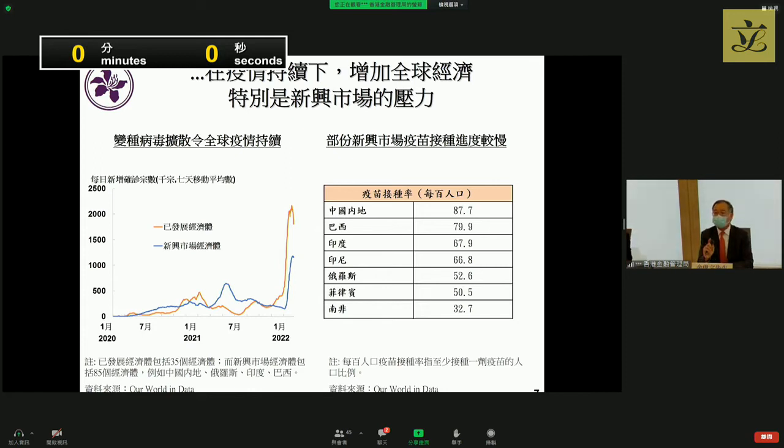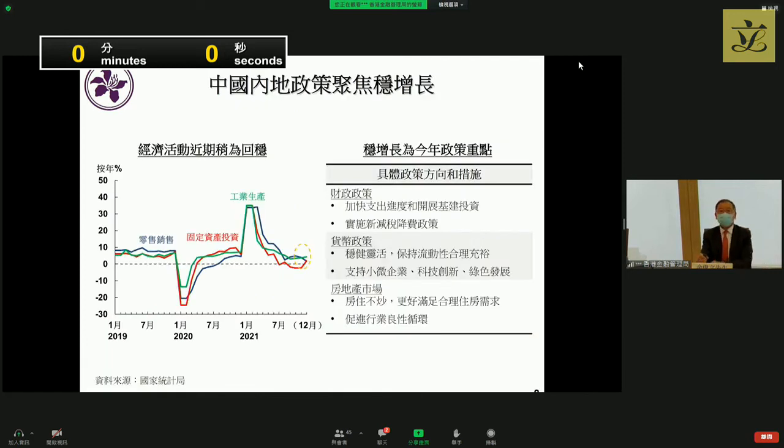Now, for the global economy, the pandemic is dealing a great blow to the global economy, of course. Now, if the pandemic continues in some emerging markets with low vaccination rate, inevitably, there'll be a stronger impact. Vaccination rate is, after all, a major factor for economic recovery. So I'd like to appeal to especially the elderly population in Hong Kong to get vaccinated so that we can boost the vaccination rate.